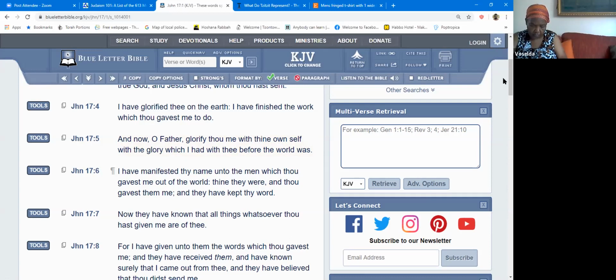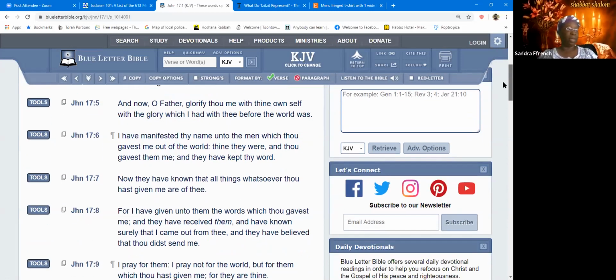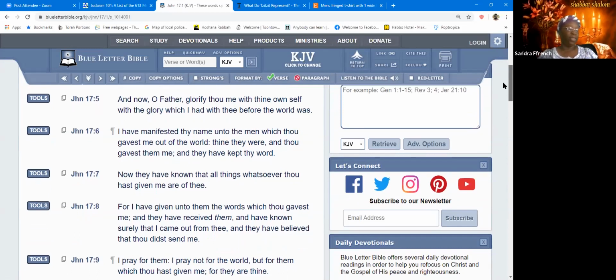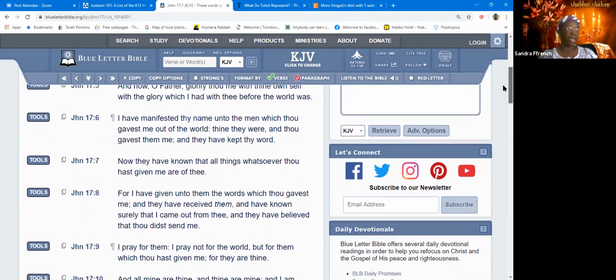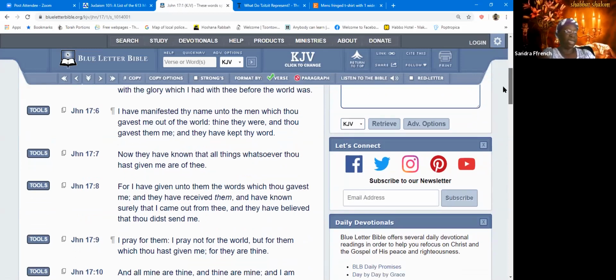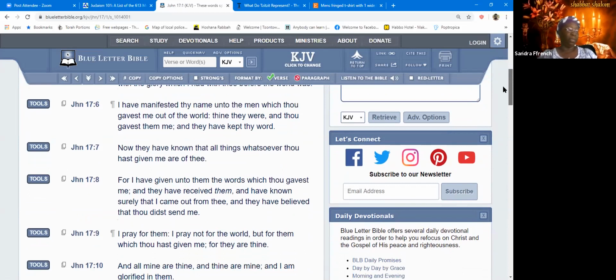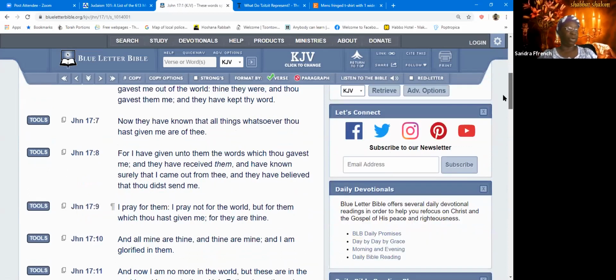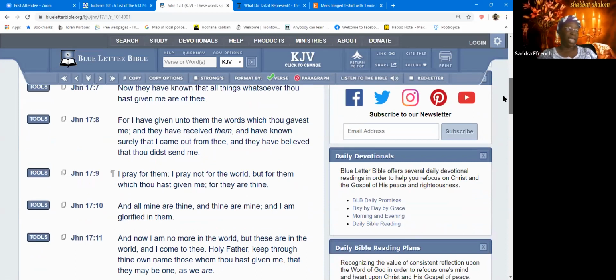I have manifested thy name unto the men which thou gavest me out of the world. Thine they were, and thou gavest them me, and they have kept thy word. Now they have known that all things whatsoever thou hast given me are of thee. For I have given unto them the words which thou gavest me, and they have received them, and they have known surely that I came out from thee. And they have believed that thou didst send me. I pray for them.